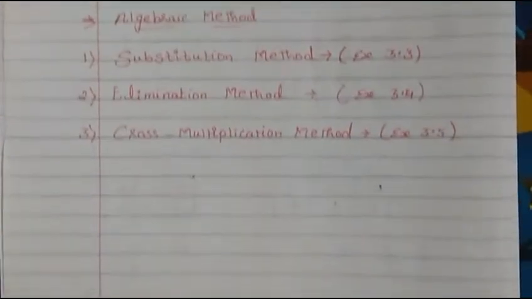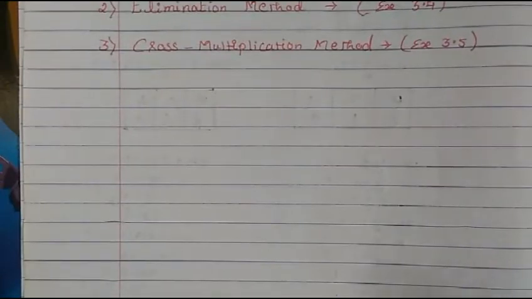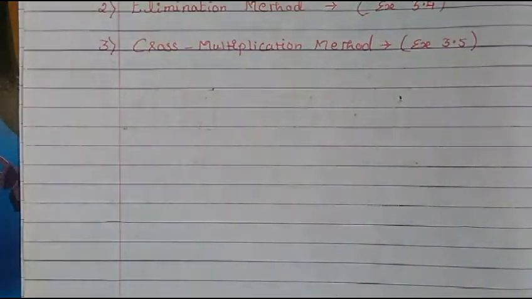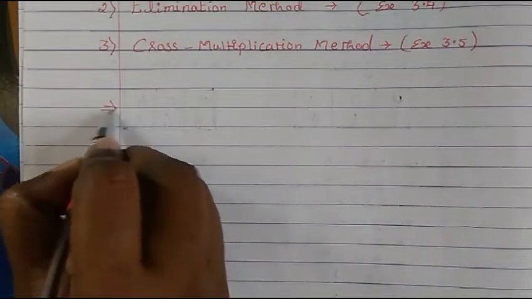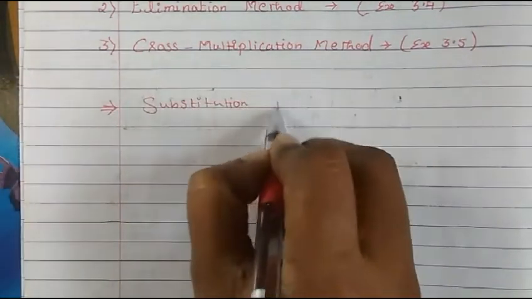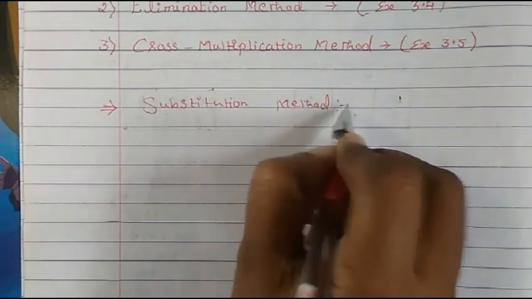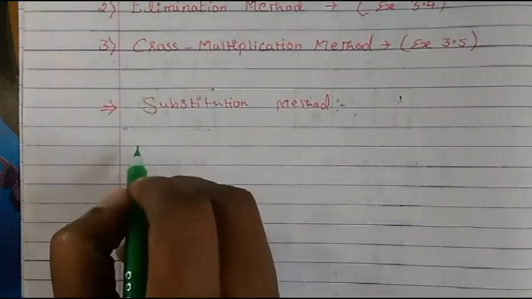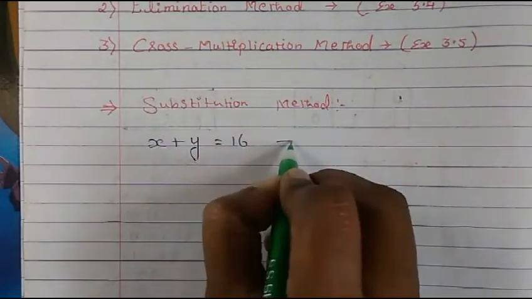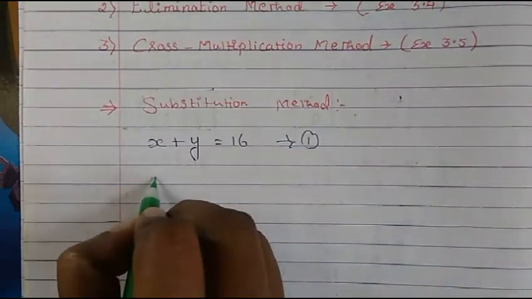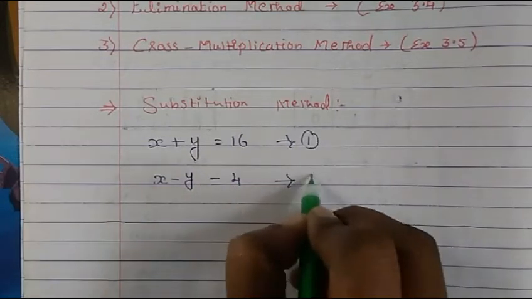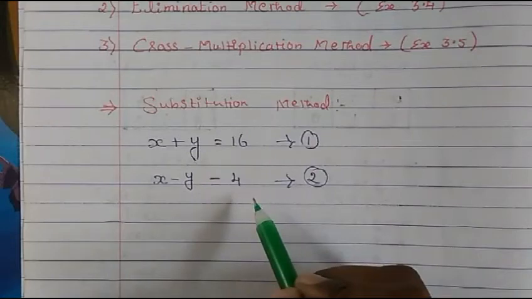For that, let's take an example of a pair of linear equations. This is for the substitution method. We'll take a pair of linear equations, x plus y equal to 16. Let's consider this is equation 1. Then x minus y equal to 4. This is our second equation. So we have a pair of linear equations here.